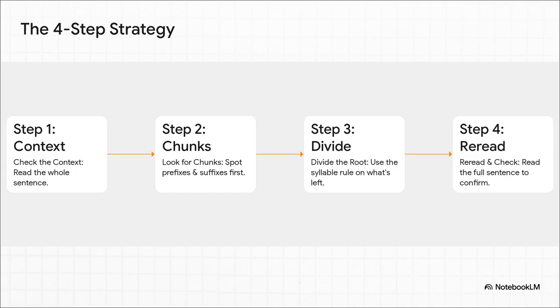Step 1. Get the context. Read the whole sentence it's in. Step 2. Look for the chunks. Spot any prefixes or suffixes first. Step 3. Divide what's left. Use that CVC syllable rule on the root word. And finally, Step 4. Reread and check. Put it all back together and read the full sentence to make sure it sounds right. That's it. That's the entire code.